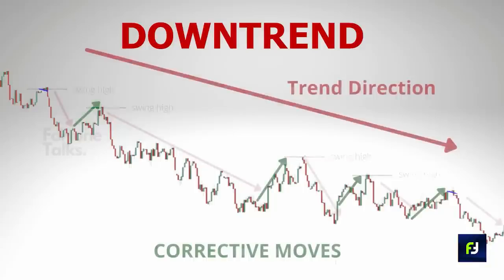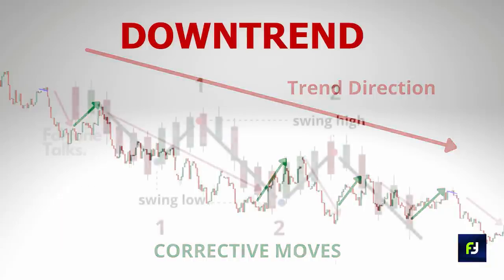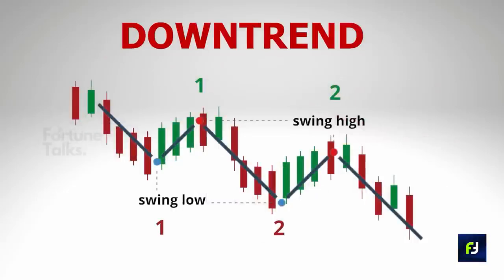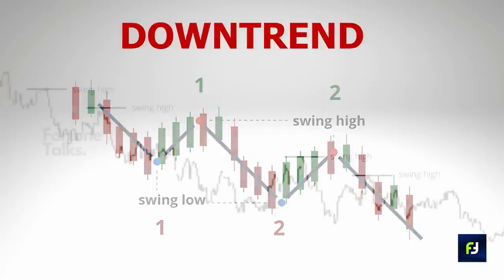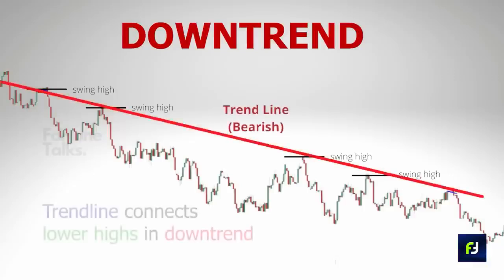So the corrective move is generally due to profit booking by some traders who took a short trade earlier in the trend. A trend can be confirmed as a downtrend only when the price has made at least 2 swings on the downside. That is, 2 impulse moves and 2 corrective moves should be there. Now after plotting all those lower high points, we can draw a trend line connecting all the swing highs or the lower highs that we have plotted.